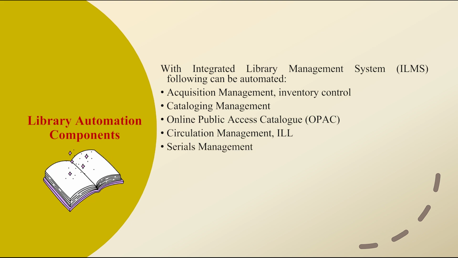Then serial control. Serial management is a very important task, because we get different issues at different times. Sometimes we get issues of journals, periodicals, magazines, newspapers. They have a frequency of coming out: weekly, daily, monthly, bi-monthly, bi-weekly, different varieties. Whether an issue has come or not, whether it is available online or not, whether data access is there or not, all these things are available with the serial control management system.